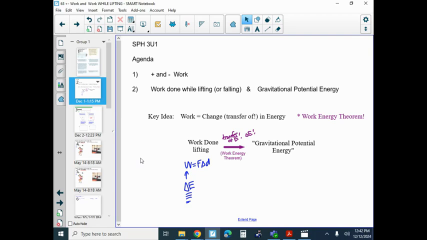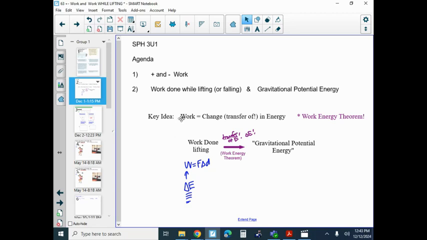Work done while lifting or lowering things. I should say lowering there instead of falling. But anyways, things can fall and have work done on them too by gravity, right? And then also gravitational potential energy.